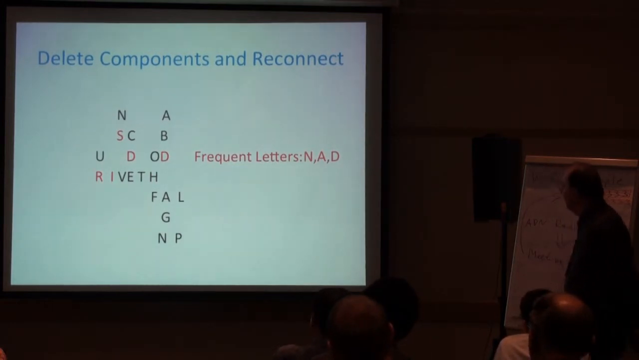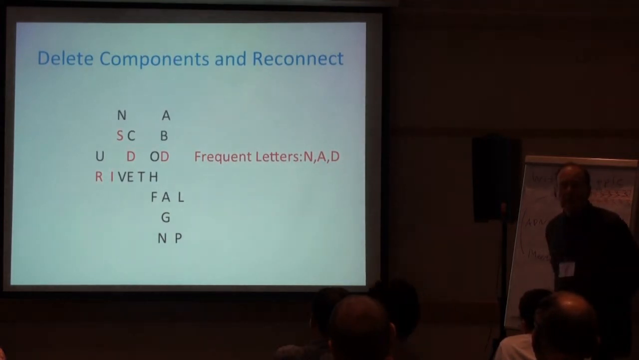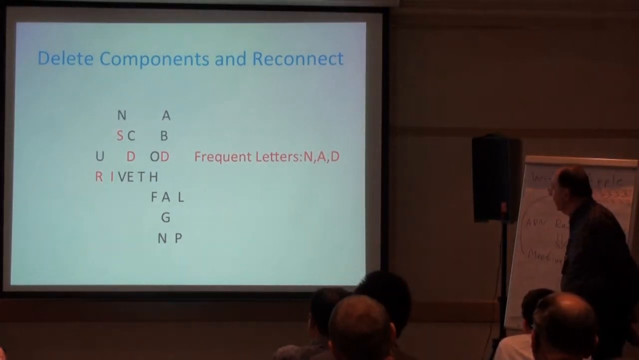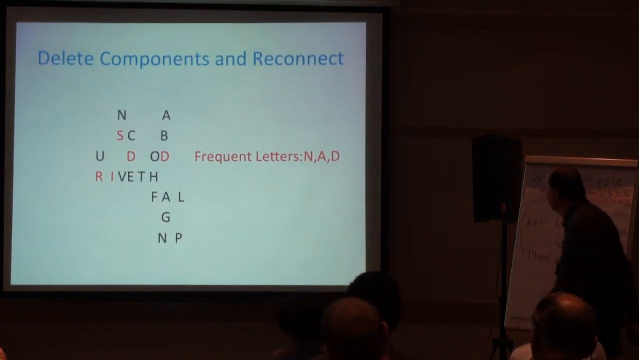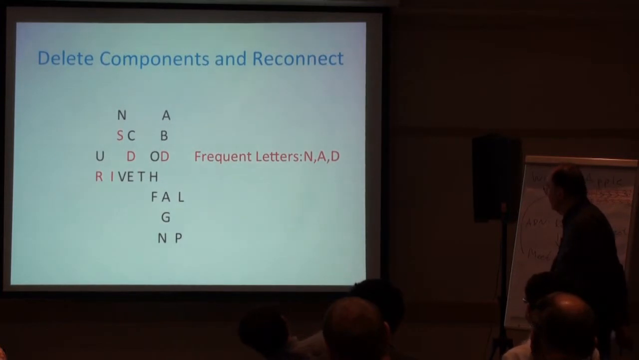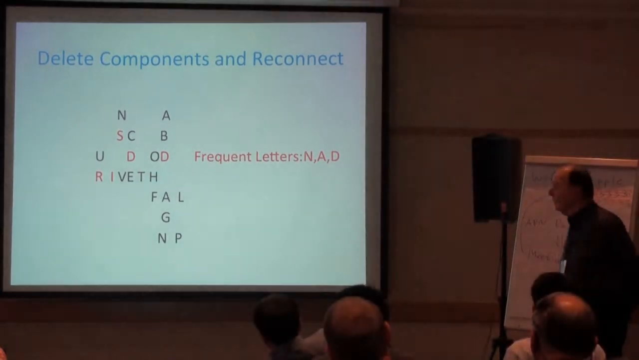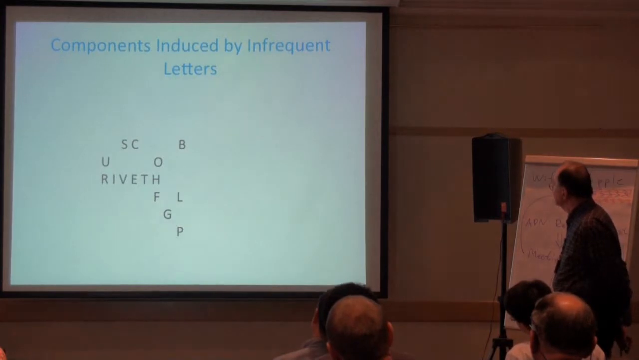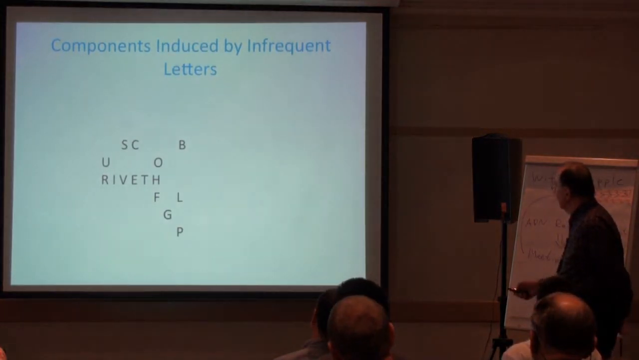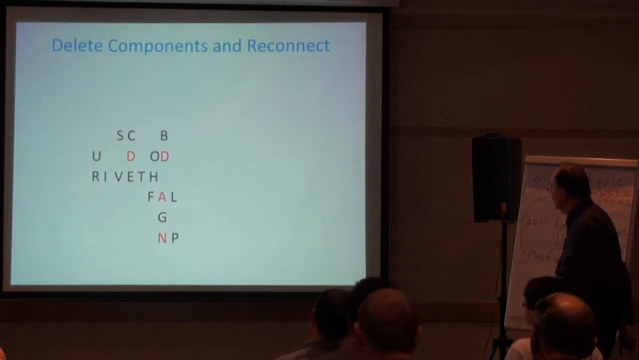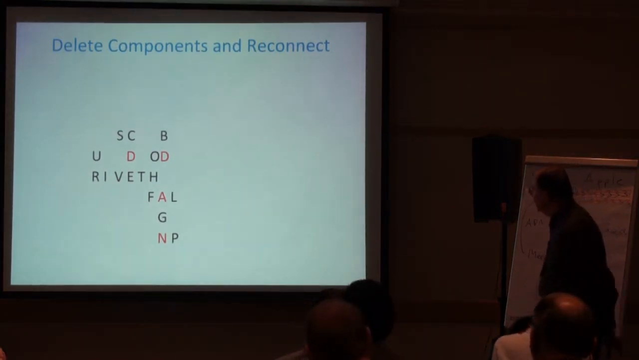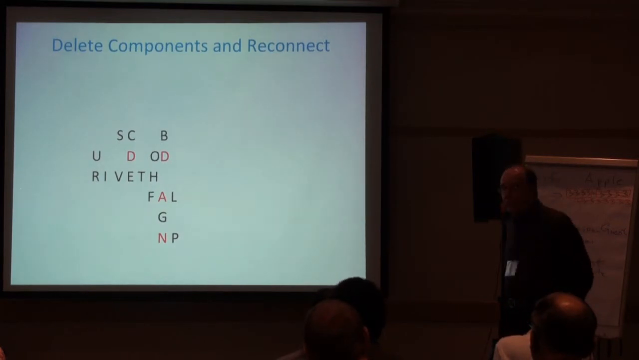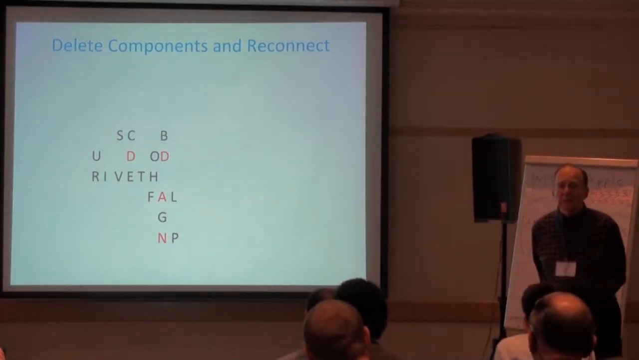Now we can see by inspection that we can get rid of the N and the A at the top without disturbing connectedness. But we go through the process anyway of deleting all the occurrences of N, A, and D, looking at the remaining components and reconnecting them. And in this particular case, these are the components, and after reconnecting we get this structure in which the only repeated letter is D, and in this particular example further iterations will not improve, so this is the final solution.